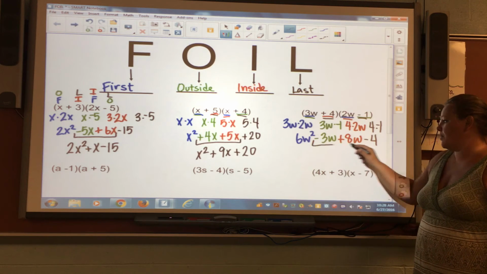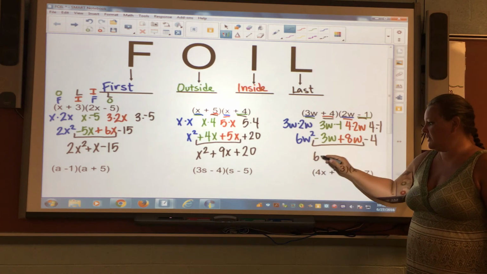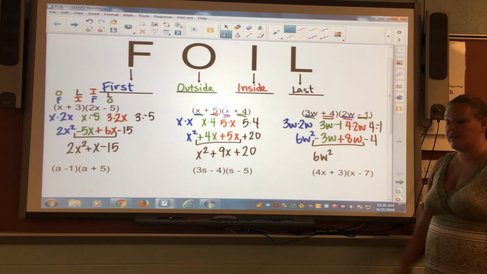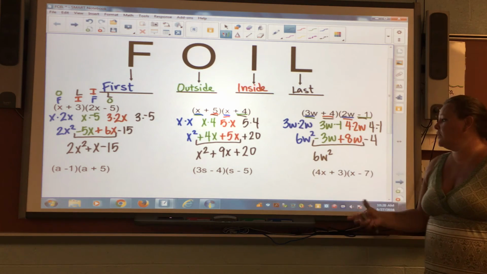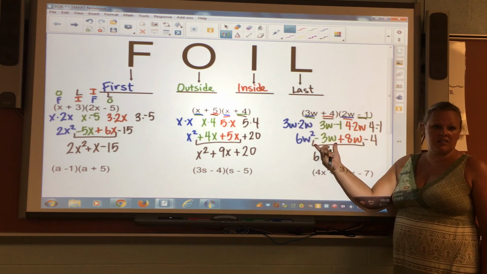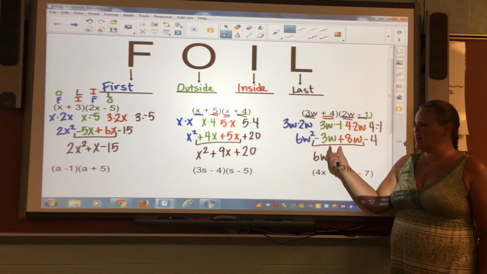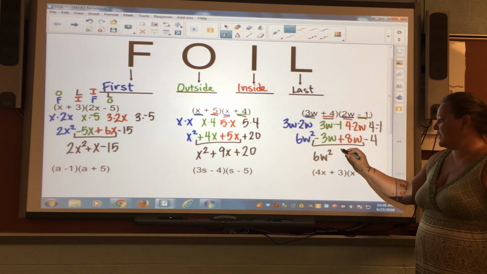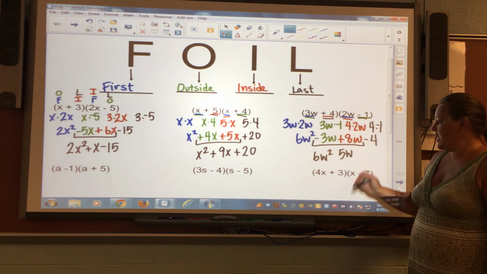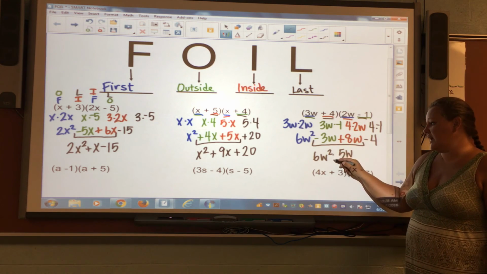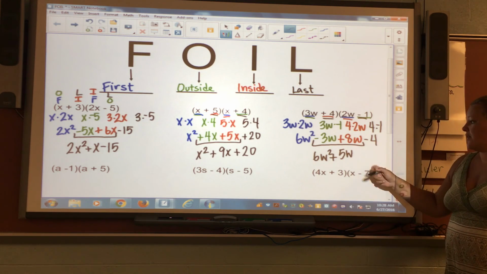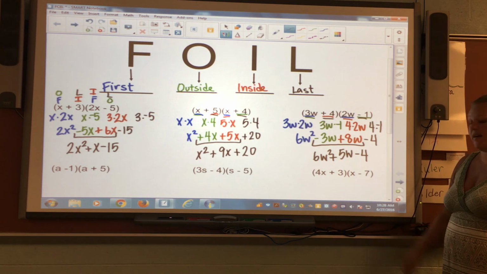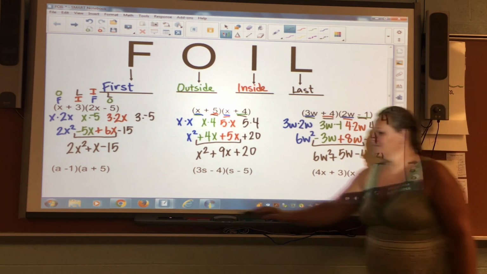And then we can combine our like terms. The 6w squared doesn't have any other w squared, so it will come down. Here, again, my signs are different. I have a negative and a positive. So we will subtract and get 5w. And we're going to keep the plus sign because 8 is bigger than 3. And then the minus 4 comes down. Good luck.